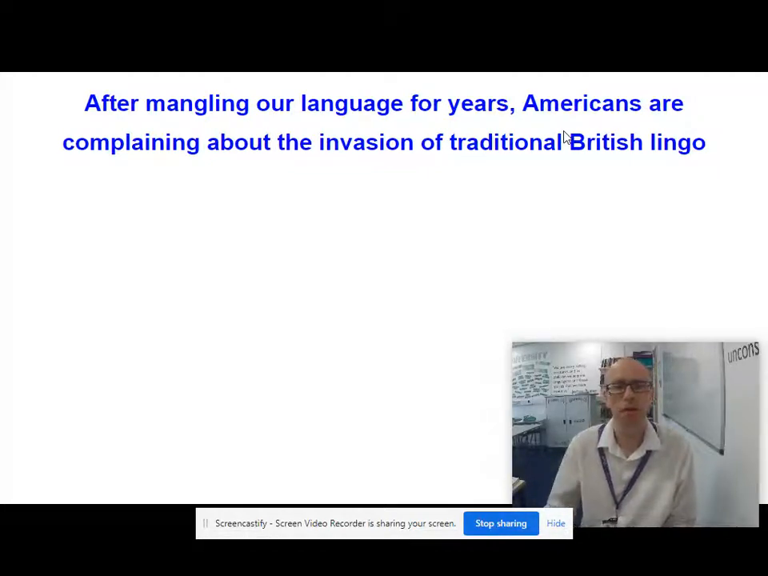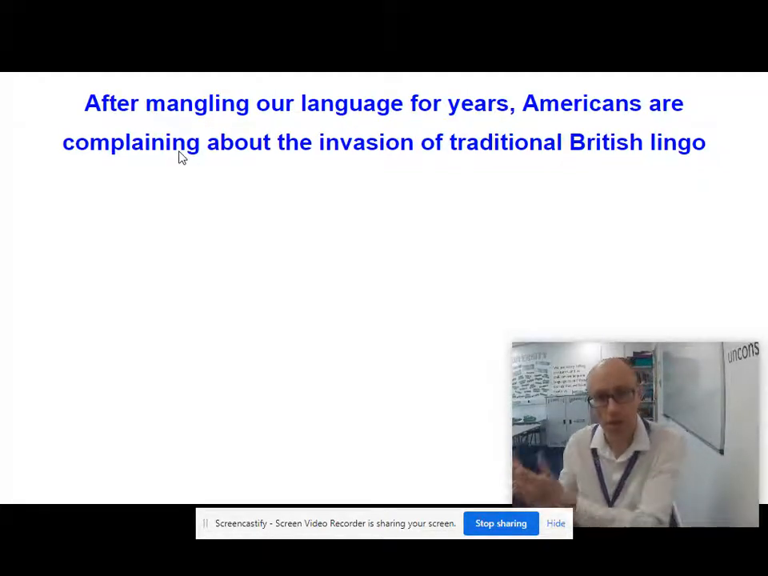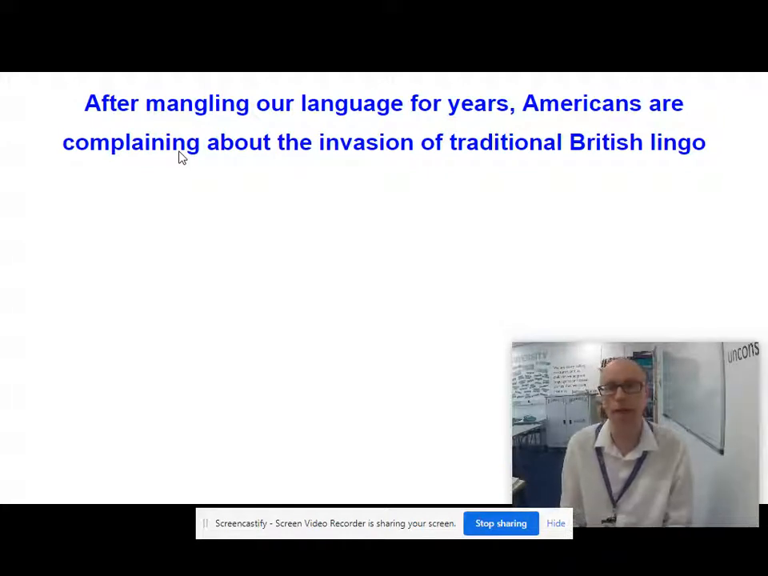Who are these Americans? And notice again the use of the progressive aspect verb here, complaining. So this is continuous action. It started in the past. It's happening now. It's going to continue in the future, complaining.